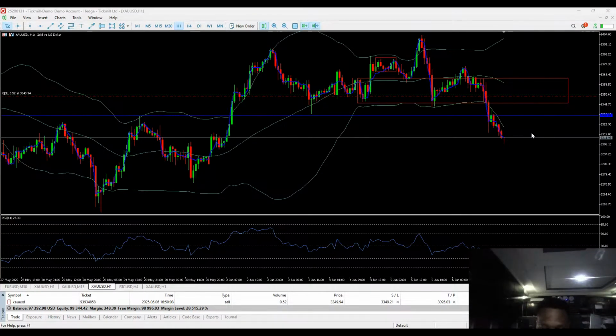You can also try the setup and use it on other currency pairs. But I just want to make money. So that's why I'm not running from one currency pair to another. Gold is enough to give me the profits that I want.